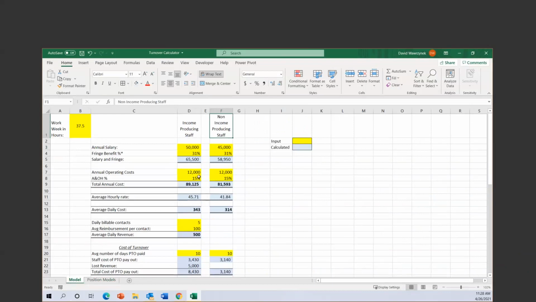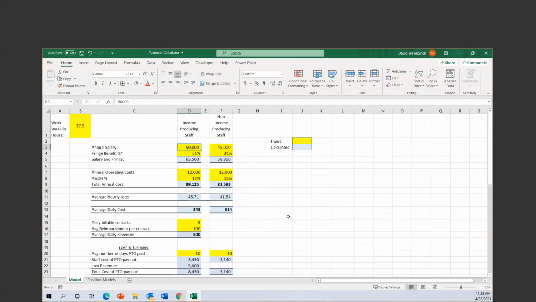And again, some of these numbers you may have to go to finance and ask them. You may know some of them. It is not designed to give you the exact dollar value of your turnover. It's designed to give you a reasonably good estimate. So let's start with the input, and let's take a look at our income producing staff. As an example, this would be a licensed social worker in a mental health clinic.